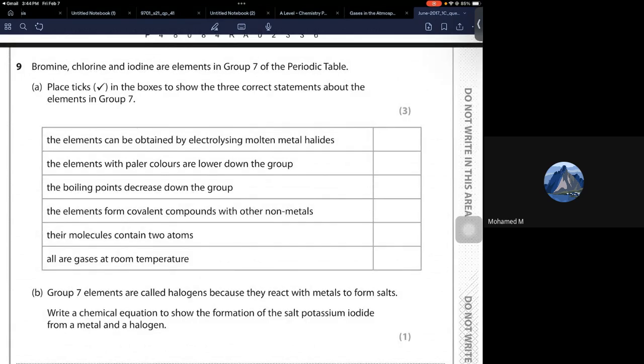Okay, bromine, chlorine, and iodine are elements in group 7 of the periodic table. Place ticks in the boxes to show the three correct statements about the elements in group 7. Yes, what do you think?